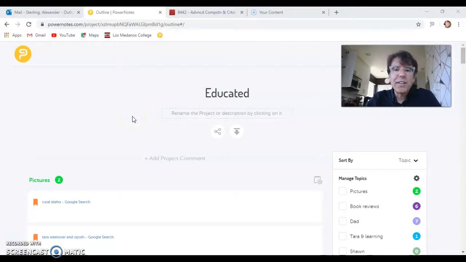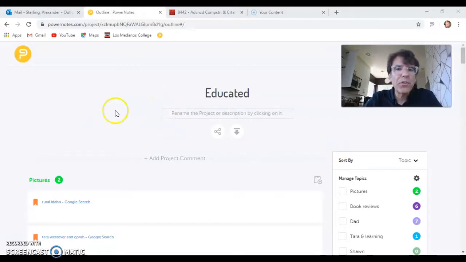The character Shawn is Tara's older brother, and he becomes a major character somewhere around chapter 11, and especially pages 113 to 116, where Shawn is telling Tara that she needs to be modest and using words like fish eyes. So we're going to focus on Shawn and research that relates to Shawn.